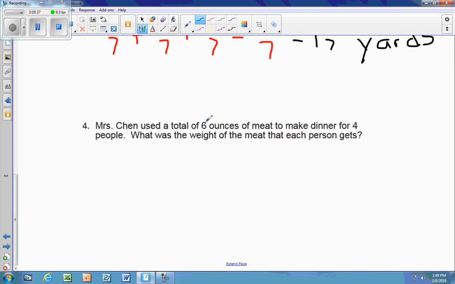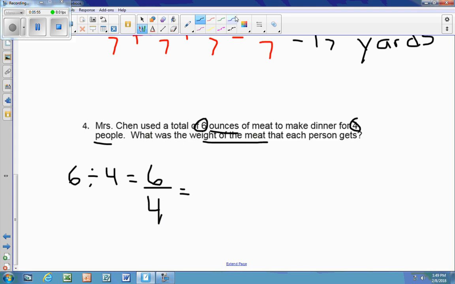Next, Mrs. Chen uses a total of 6 ounces of meat to make dinner for 4 people. What was the weight of the meat each person gets? Well, she's splitting up her meat, which is 6 ounces, by the 4 people. She ends up with 6 divided by 4 as well. It's improper, so we have to switch it. 4 goes into 6 one time, 2 left over out of 4.